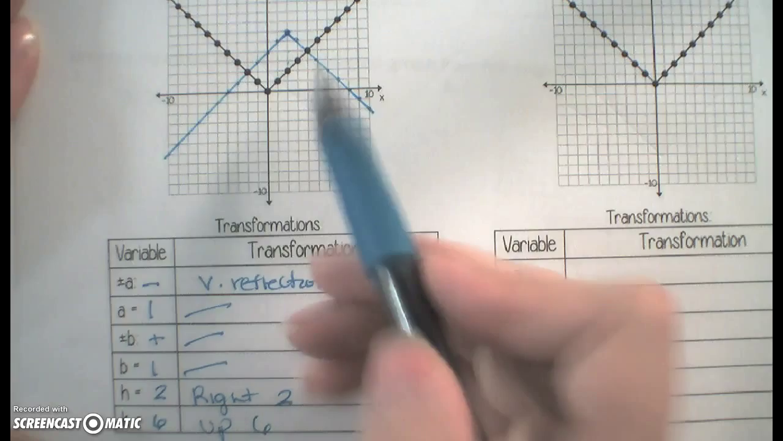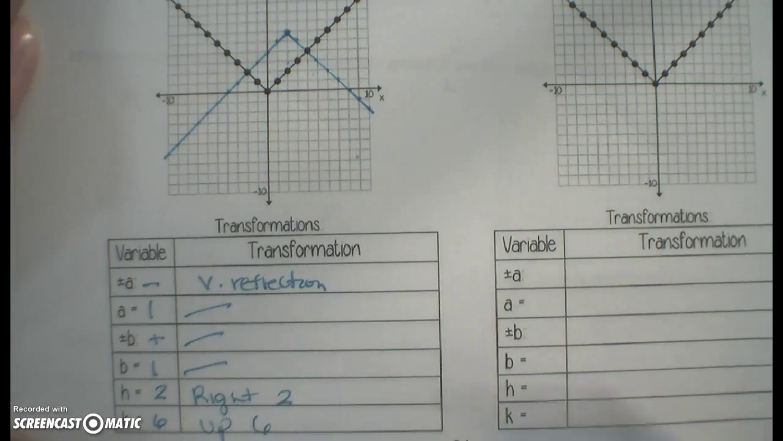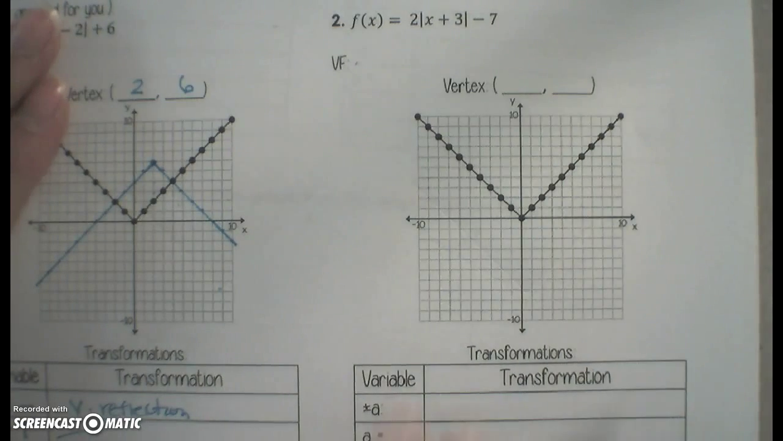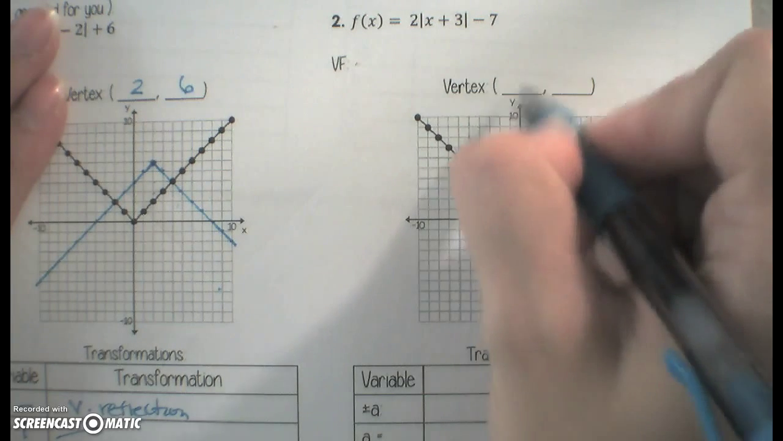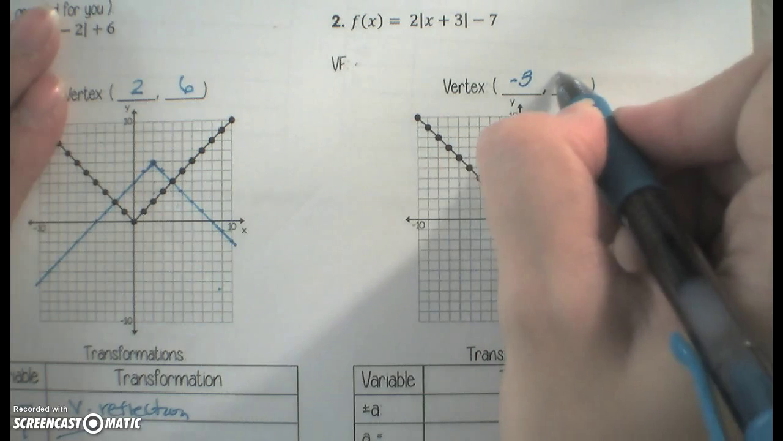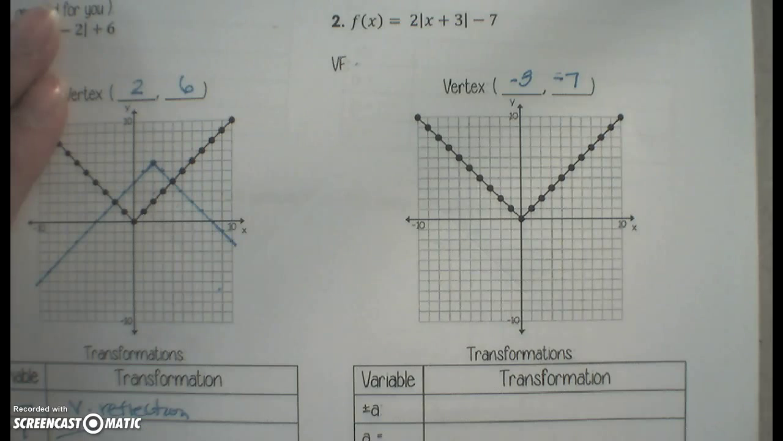So again, you can graph it and then fill in your box, or you can fill in your box and then graph it, your choice. Let's go ahead and fill in our box first and then graph it on this one. Starting point, the opposite of a +3 would be a -3, and then a -7, that stays the same.